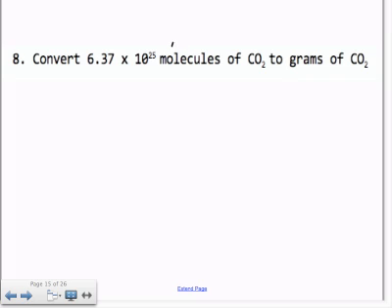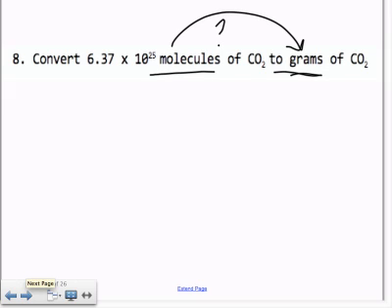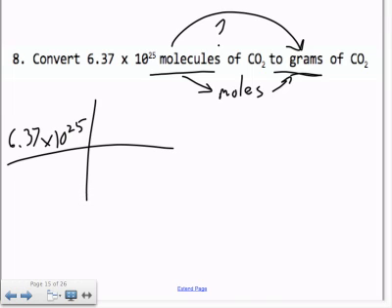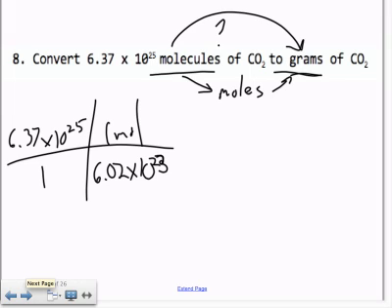All right, converting molecules to grams. Here's another one where I don't have a direct conversion from molecules to grams. Moles is not my start point or my end point, which means moles has to be in the middle. So I go from molecules to moles and moles to grams. So molecules to moles, 6.37 times 10 to the 25th molecules, and 1 mole of molecules is 6.02 times 10 to the 23rd. In your calculator, you do that out, and you get 105.8 moles.